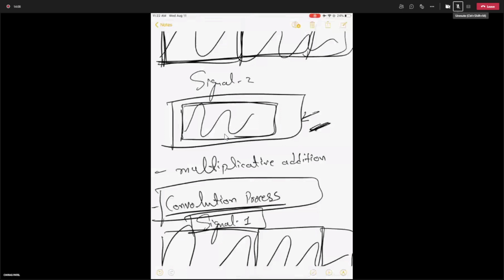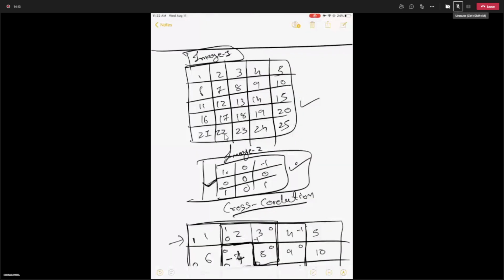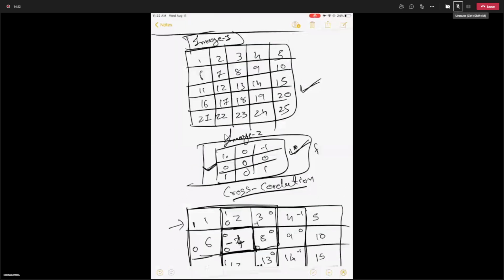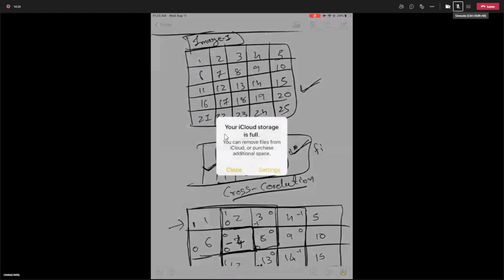Then we extended our talk from signals to images. If you want to find the convolution of two different images, this is your image 1, and this is your image 2, which is known as a filter in the convolutional neural network. This is a vertical edge filter.